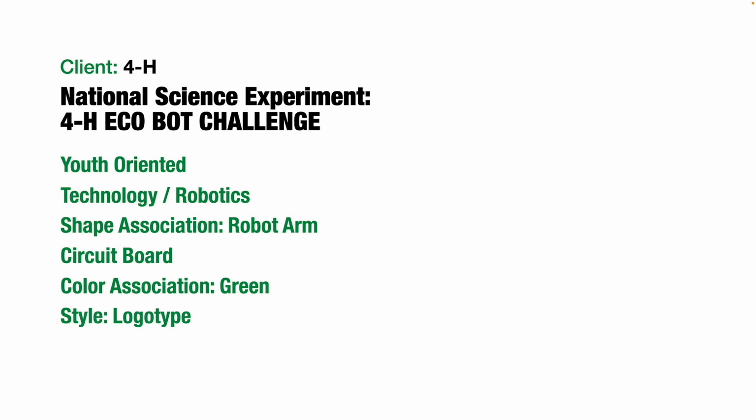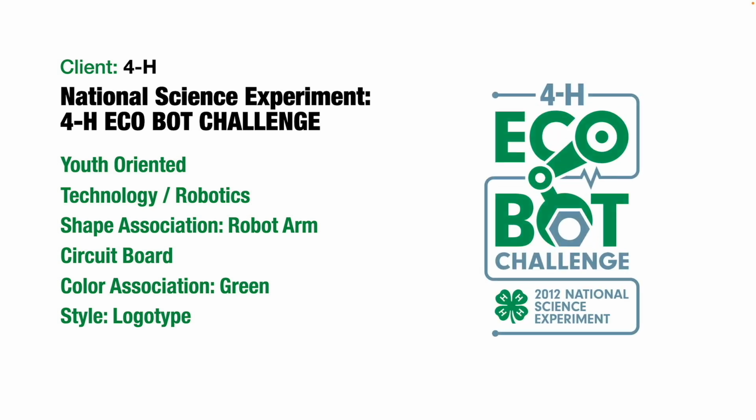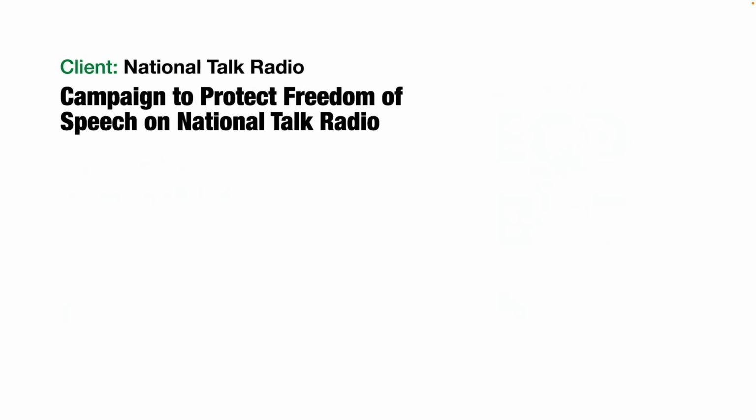Youth-oriented technology, robotics, shape association. I thought of like one of those robotic arms. I think of circuit boards. I think a color association for ecology is green. Their brand color is green, so that's not going to be hard to work in. And logo type. And this is what we came up with for that. So kind of type driven, but it has enough of those cues that reflect everything that the EcoBot Challenge is about. So that was a lot of fun.